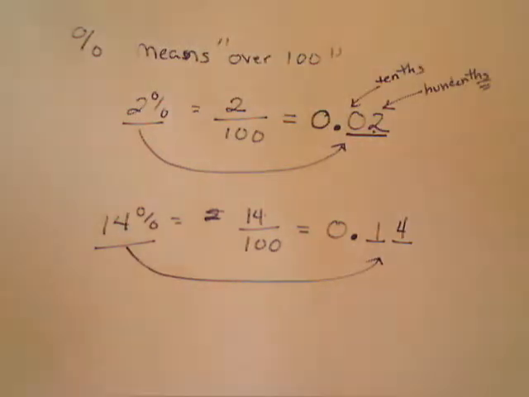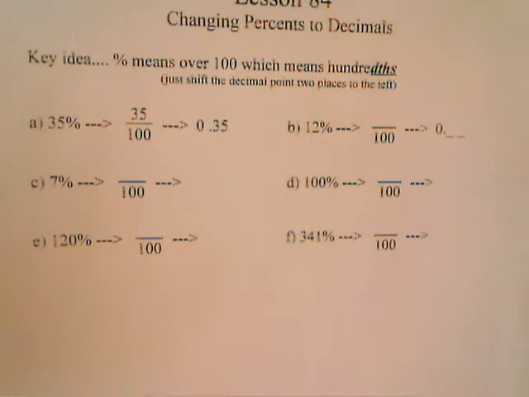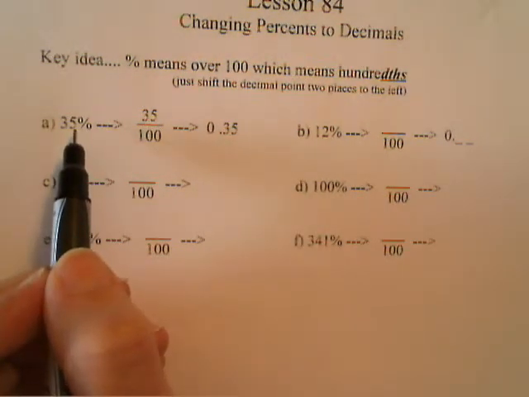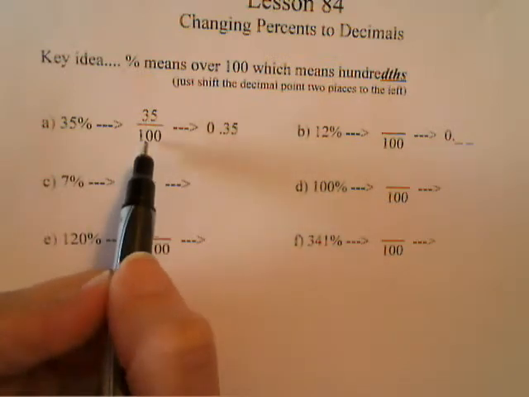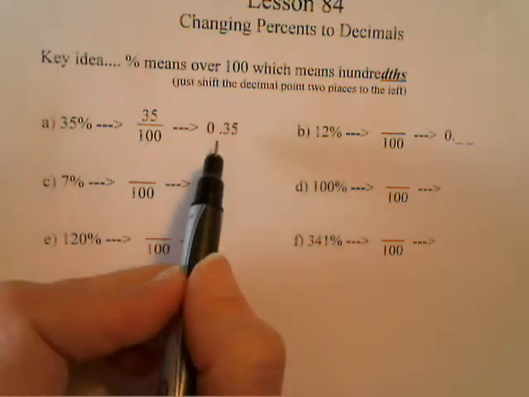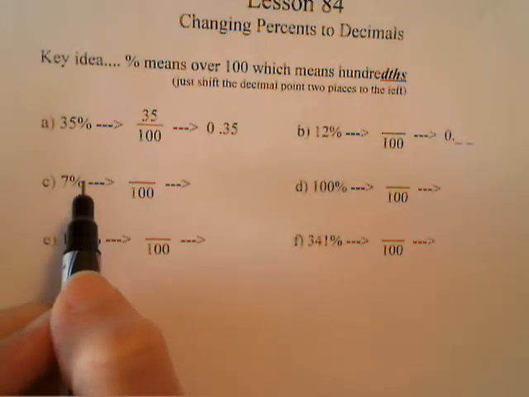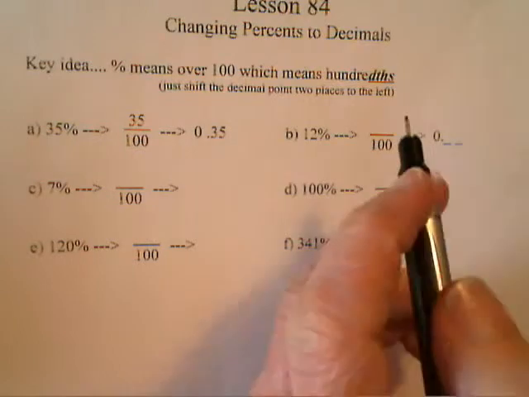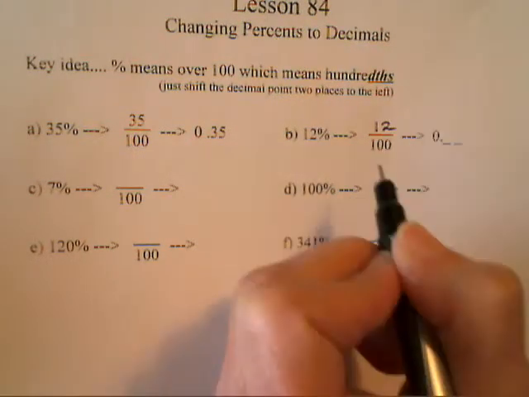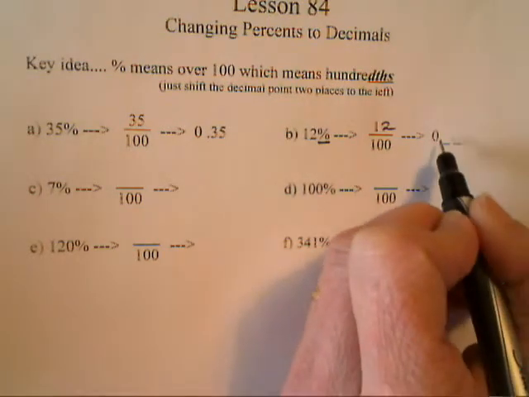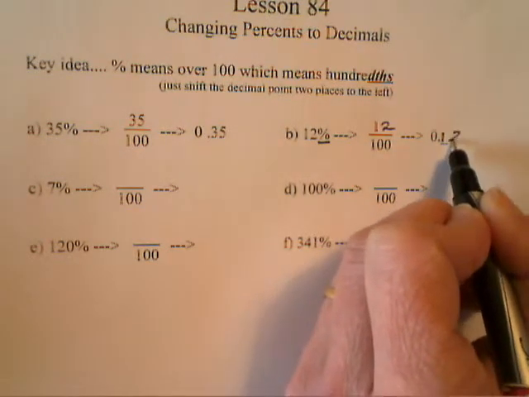All right, so let's do this worksheet that I did for lesson 84. And that's very straightforward because I give you 35%. You're going to convert it into a fraction, which would be 35 100ths, and take that and make it into a decimal, which is 0.35. So let's do B. That's 12%. That's going to be 12 100ths because percent means over 100. And when I make that into a decimal, it's 0.12.